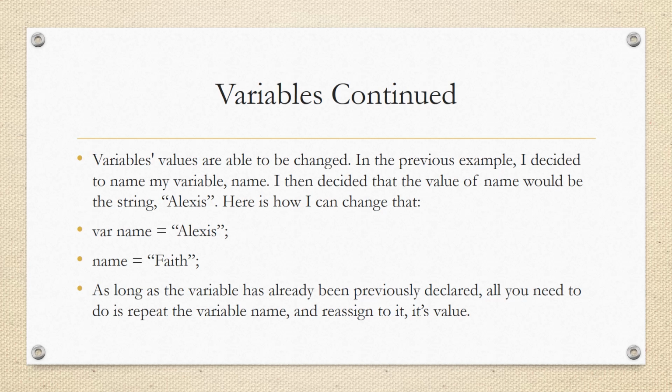All right. Variable values are able to be changed. So in the previous example, I decided to name my variable name. I then decided that the value of the name would be the string Alexis. And this is how I can change that. So var name equals Alexis. You go down and you create a second statement, and since var was already declared, all you have to say is name equals, and then I used my middle name. So var name equals Alexis, name equals Faith. And that's how you change your variable.